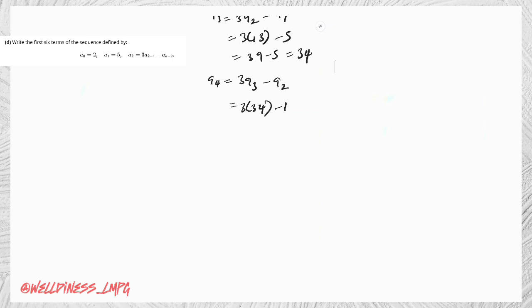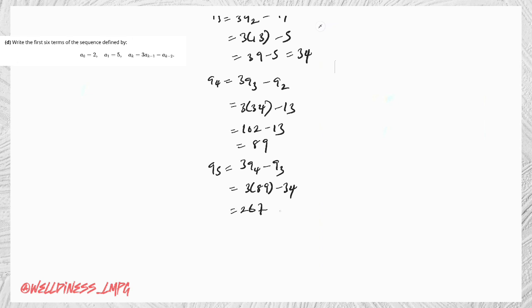Now for our A4, all you have to do is substitute 4 everywhere you have K. So that will be 3 times A(4 minus 1) minus A(4 minus 2). And we know that 4 minus 1 will give you A3. So we have 3 times A3 minus A2, and we know our A3 is 34, and our A2 is 13. So that will be 3 times 34, which is 102 minus 13, which will give you 89.